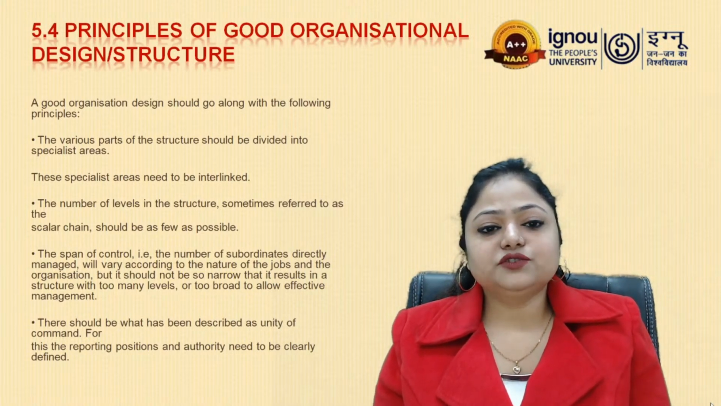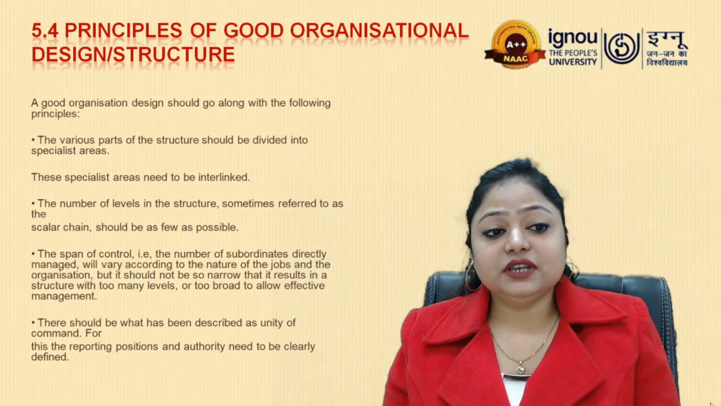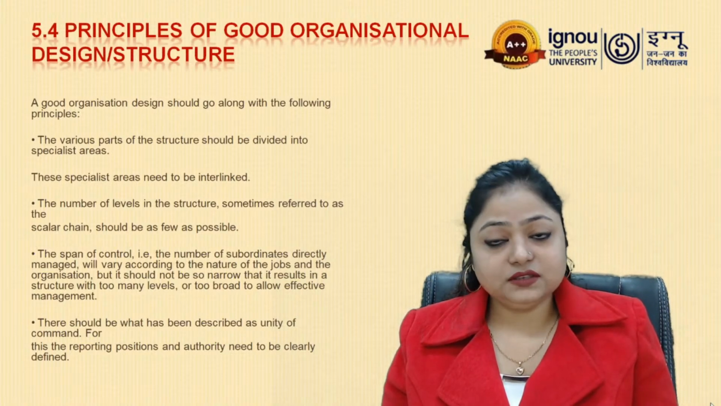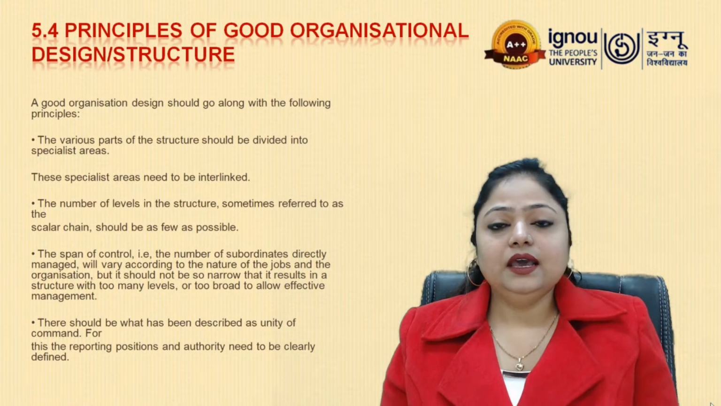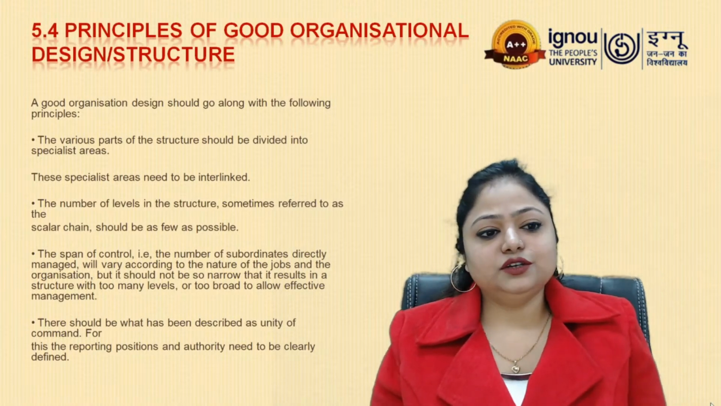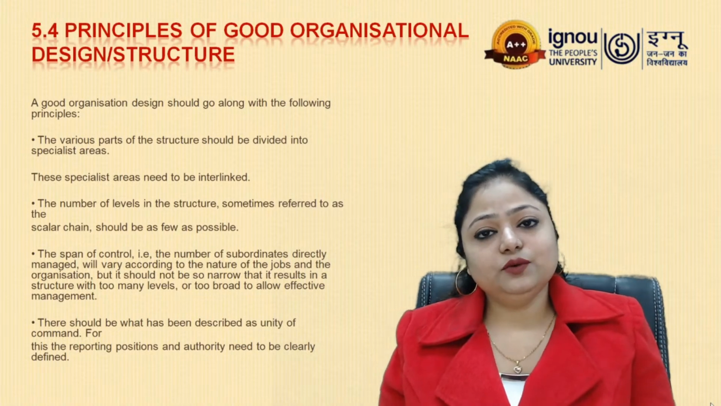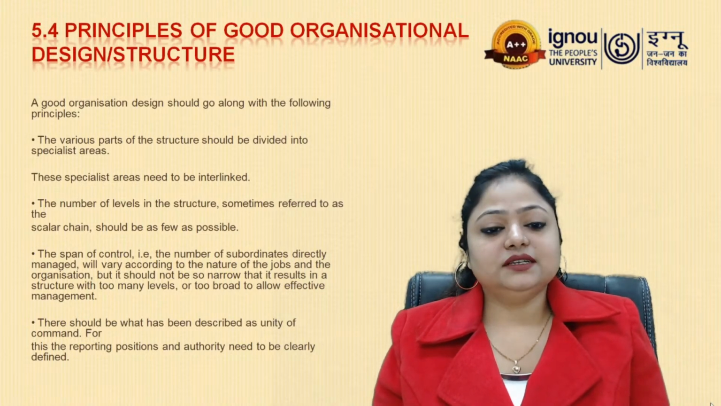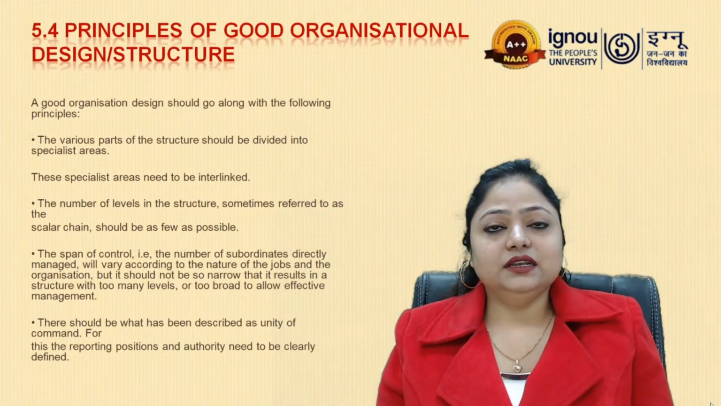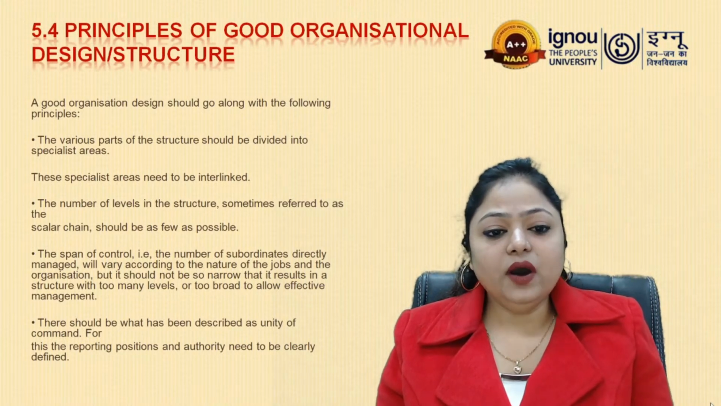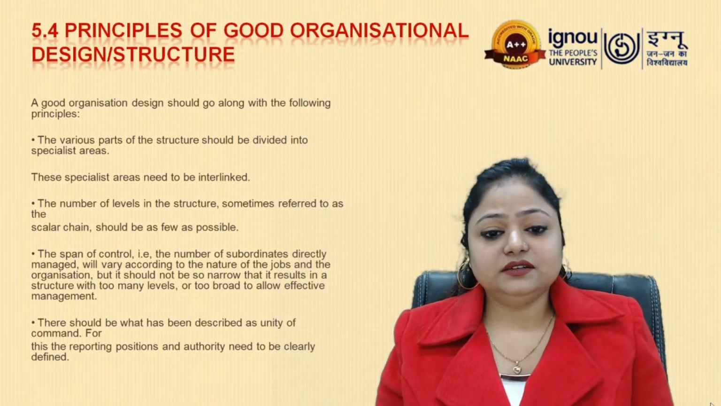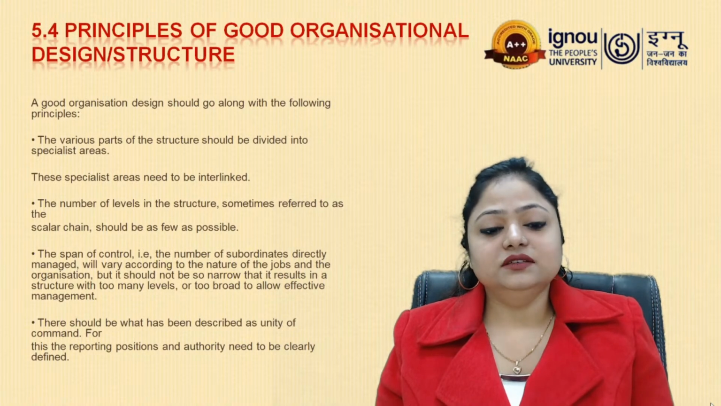So, the various parts of these structures should be divided into specialist areas, and these specialist areas need to be interlinked because they are all interdependent in nature. Then the number of levels of structure, sometimes referred to as the scalar chain, should be as few as possible. Then another principle says that the span of control, that is the number of subordinates directly managed by one supervisor, may vary according to the nature of the work and the organization, but it should not be so narrow that it results in a structure with too many levels or too broad to allow effective management.